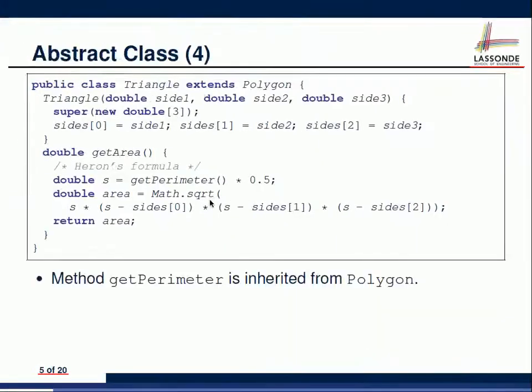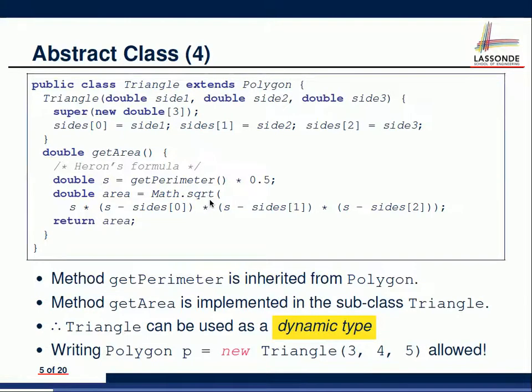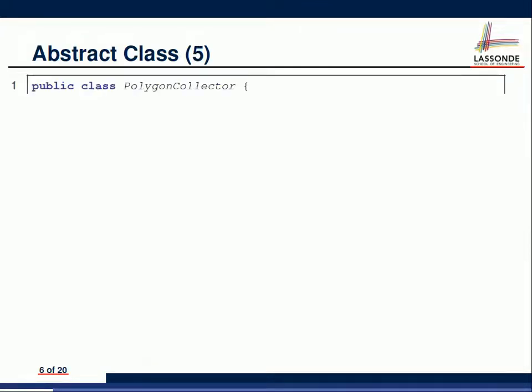Again, okay, so now you can also have another substitution over here. Polygon P is assigned to new triangle. That'll be okay as well. Triangle is a descendant class of polygon, so that also works. Okay. So what we'll do now is we're going to trace some code together.